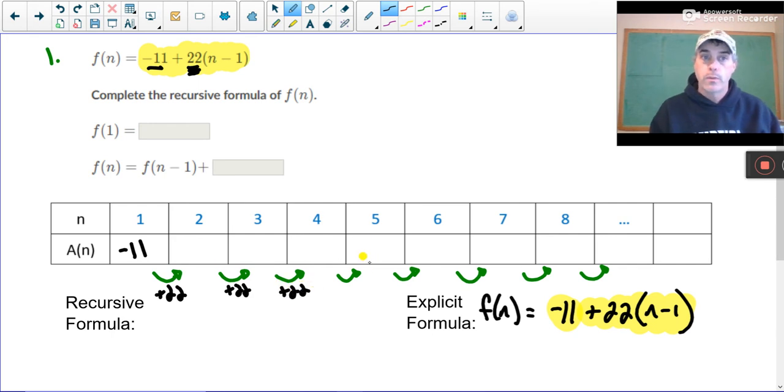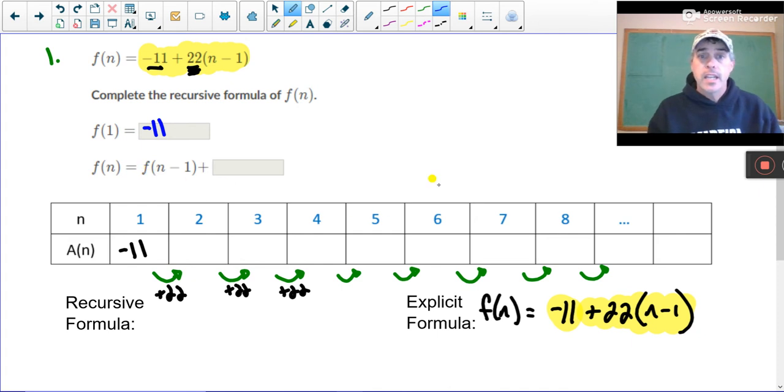And so on and so forth. So I am just pulling out the information I need from the explicit formula that they gave me. Okay, complete the recursive formula for f of n. So f of 1 equals, okay, that was actually given to me. I'm going to write in negative 11. And for the recursive formula, f of n is f of n minus 1 plus.